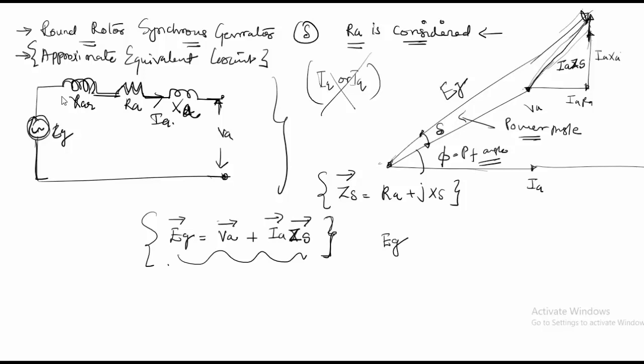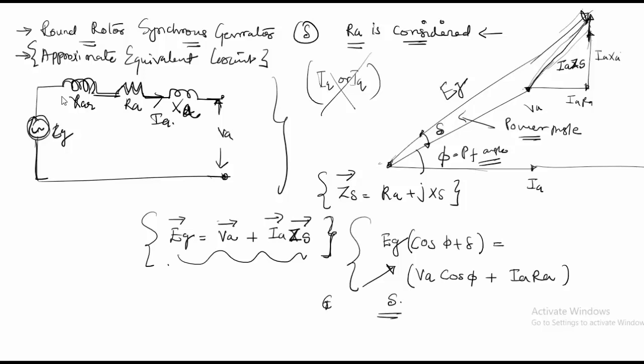as Eg of cos of phi plus delta will be equal to Va of cos phi plus Ia Ra. So based on this equation, it's possible to find my delta.